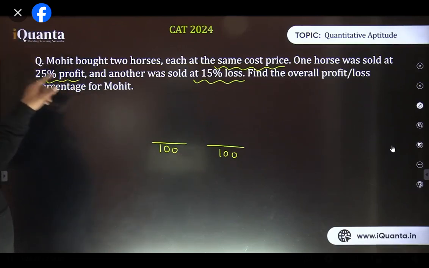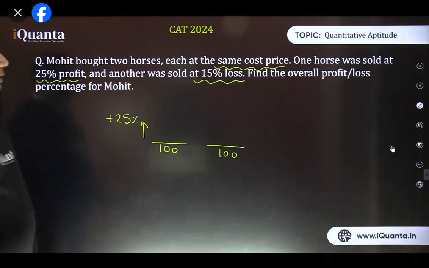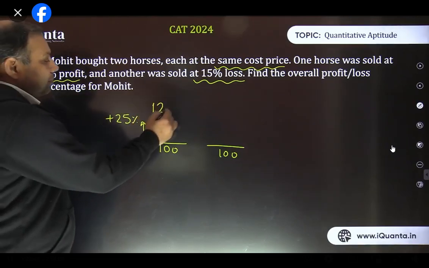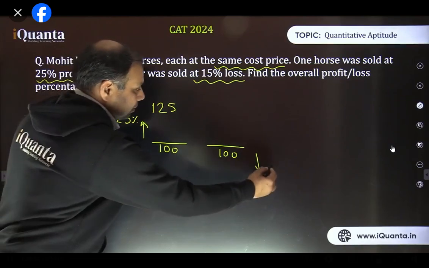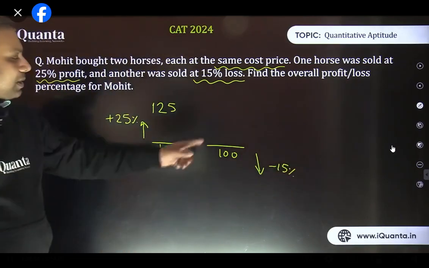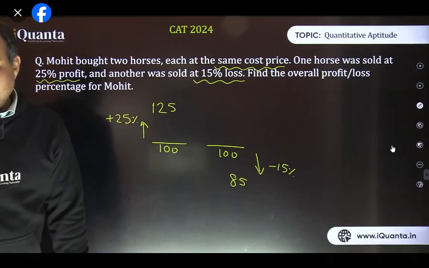Now one is being sold at 25% profit. That means it is being sold at 125. The other one is being sold at 15% loss. That means selling price of the second horse is 85. We know the total cost price, we know the total selling price, then what is the issue? It's a very easy thing, right?